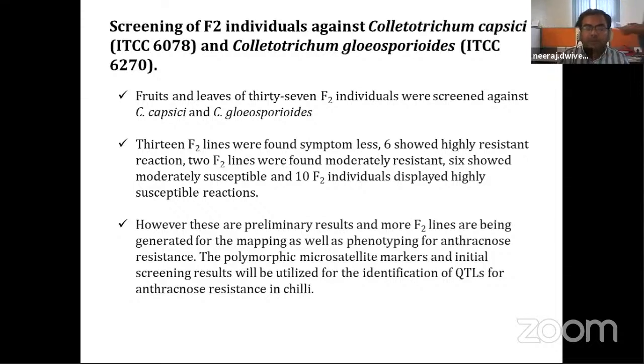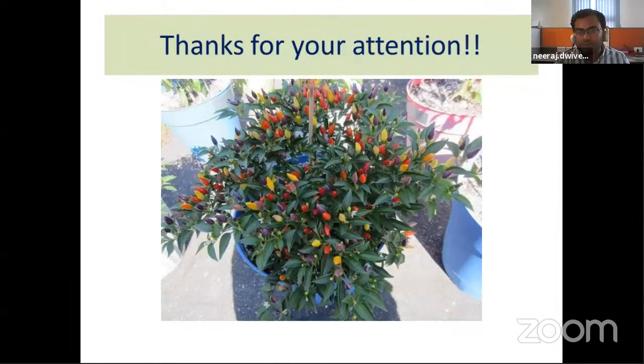However, these are preliminary results, and more F2 lines are being generated for mapping as well as phenotyping for anthracnose resistance. The polymorphic microsatellite markers and initial screening results will be utilized for the identification of QTLs against anthracnose resistance in chili. Thank you so much for your attention.